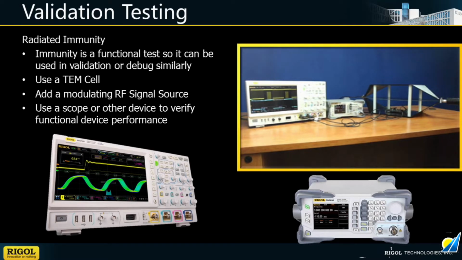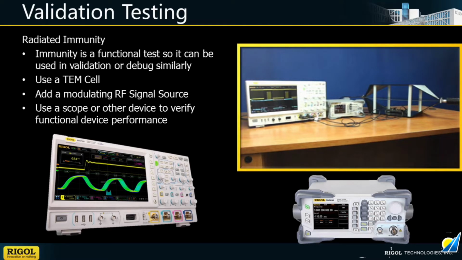We can also use our TEM cell setup as a validation test for immunity emissions as well. In a pre-compliance mode, we like to think of immunity as a functional test. So we can use it nearly from validation to debug. Here, we're looking at how the product performs when surrounded by emissions of another cause, right? So it's a susceptibility or immunity type testing.